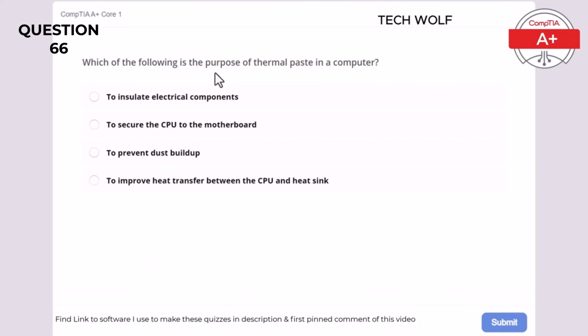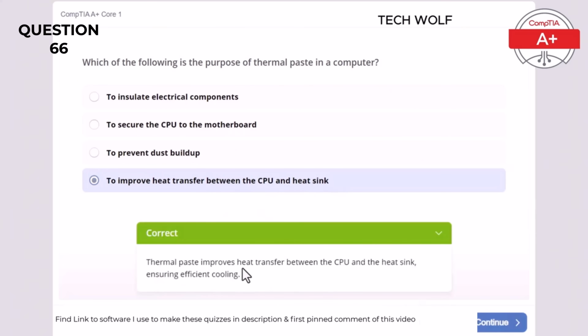Which of the following is the purpose of thermal paste in a computer? So, what is thermal paste used for in a PC? To insulate electrical components, to secure the CPU to the motherboard, to prevent dust buildup, or to improve heat transfer between the CPU and heat sink. And the correct answer here is to improve heat transfer between the CPU and heatsink, as thermal paste improves heat transfer between the CPU and the heatsink, ensuring efficient cooling.